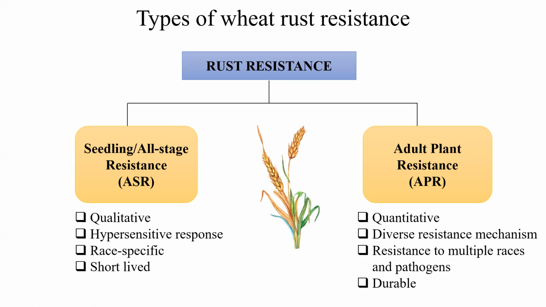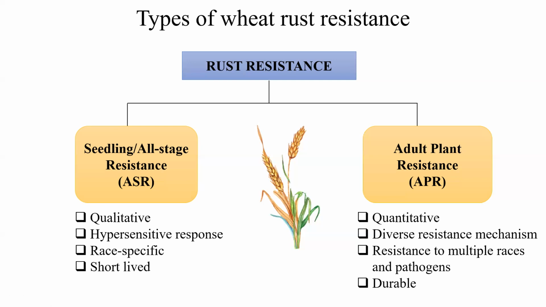And the resistant varieties in the past can turn to be susceptible. The second type of resistance is adult plant resistance, or APR. It is a quantitative type of resistance. It has a diverse resistance mechanism that provides a partial type of resistance. And resistance in many cases is to multiple races and also to multiple pathogens. And this type of resistance is more durable.